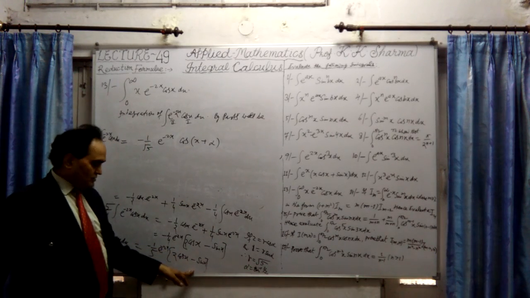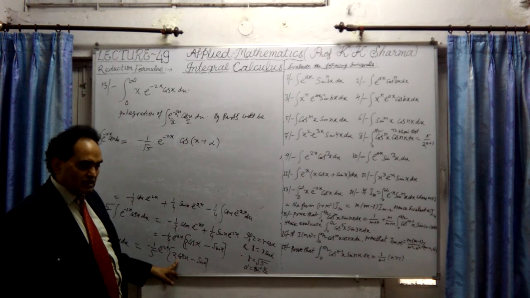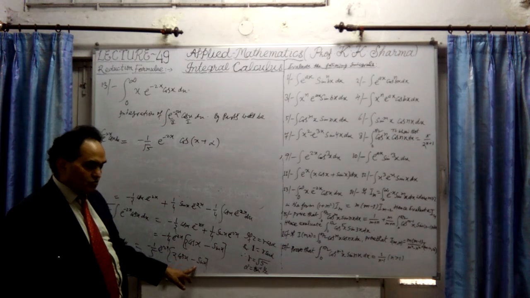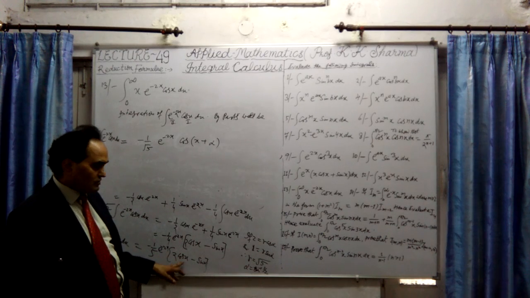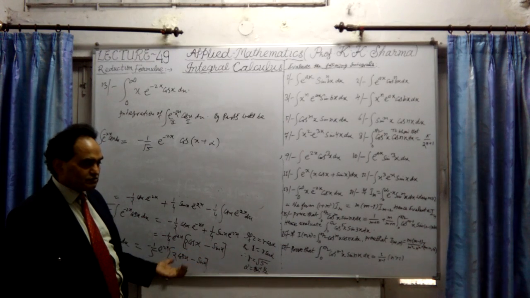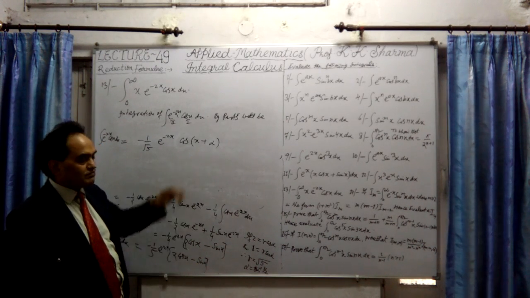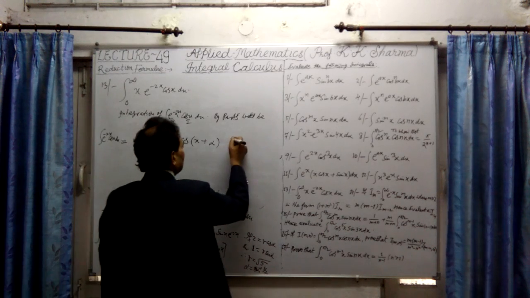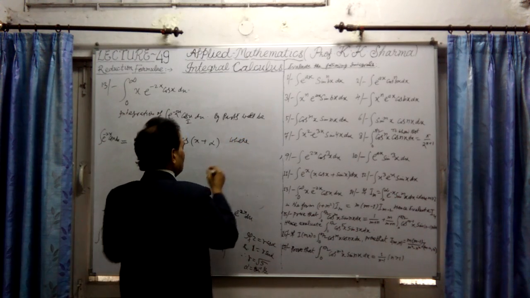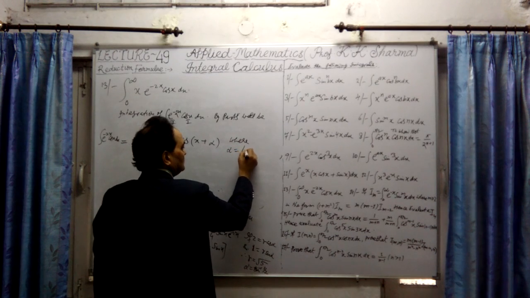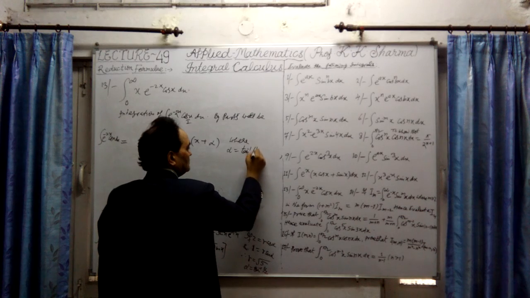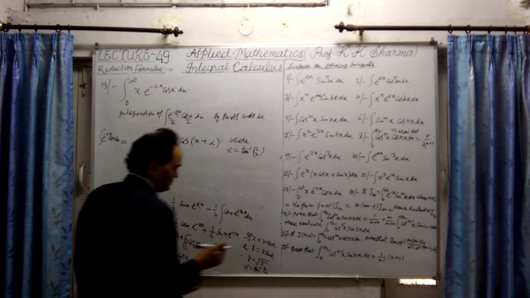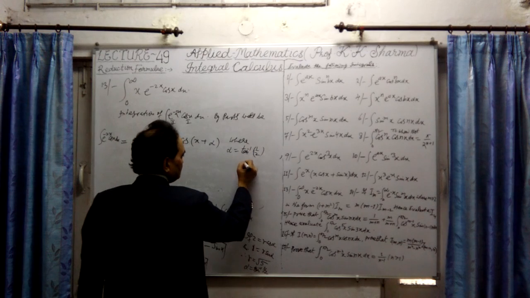Why is this value so? 2 is r cos alpha and 1 is r sin alpha. So r is taken common. It will be cos x cos alpha minus sin x sin alpha, which means cos of x plus alpha. Where alpha is, let me write here, tan inverse 1 by 2. I'm sorry, and r is going to be root 5.